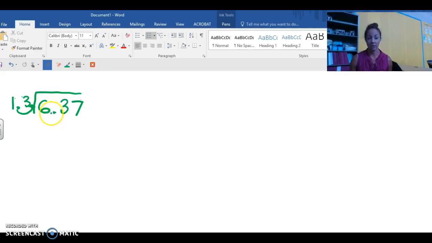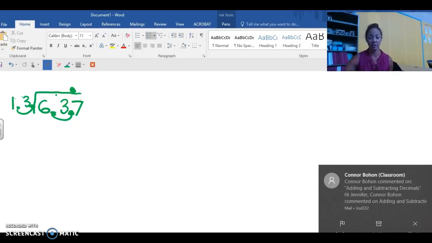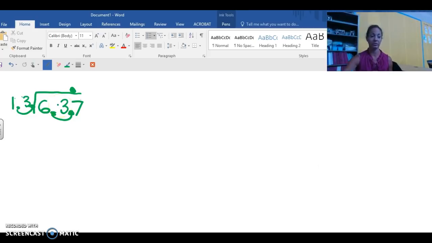Step 3 says that we have to move the decimal point in the dividend to the right the same number of places. So we just have to move it over one place. So now we have 63.7 divided by 13. Step 4 is placing the decimal point straight up into the quotient. And now for step 5, we go right on ahead and divide just like we've been doing since the beginning of time, it seems like.